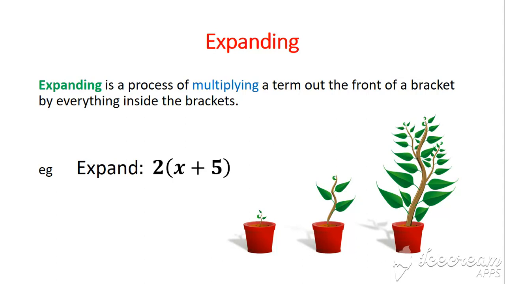So let's go through some real basic stuff you learned a few years ago. Let's show you how to expand 2(x + 5). We're going to go 2 multiplied by x, and we write that down as 2x. And then we're going to go 2 multiplied by this plus 5, and we're going to write that down as plus 10. So our answer is 2x + 10.